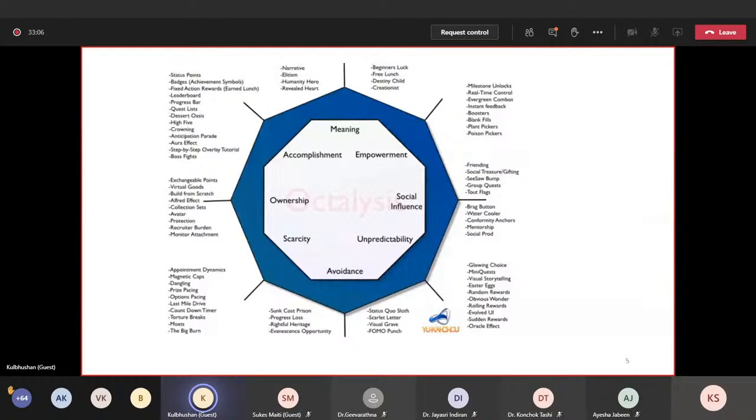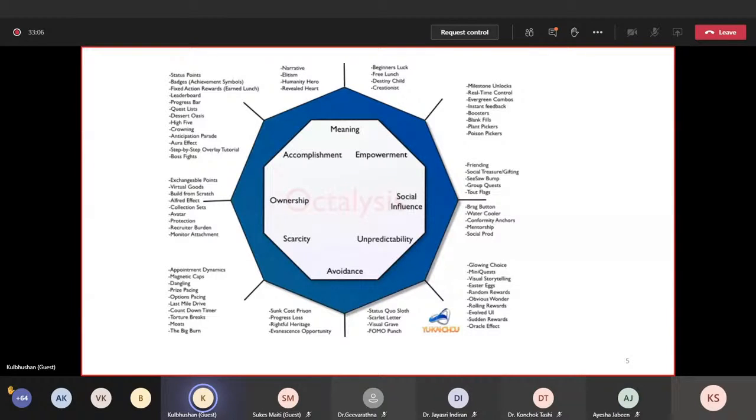So I'll just quickly run through all the core drives, then we can go through them slide by slide. You can see on the top there is the core drive called epic meaning. Then we have accomplishment, empowerment, then ownership, social influence, scarcity, unpredictability, and avoidance. So these are the 8 fundamental core drives.